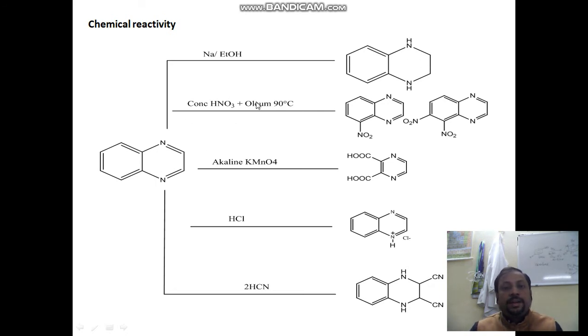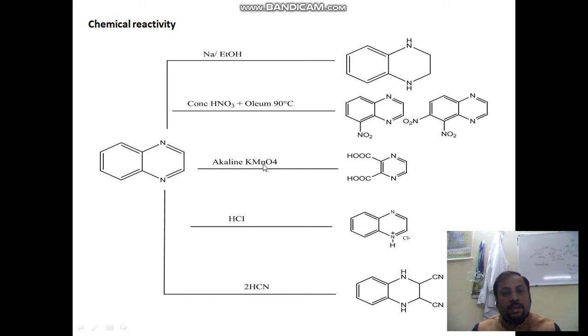When treated with nitric acid and oleum, we have a nitration, and here two types of molecules will form. We'll have a mixture of that. This benzene ring will be nitrated at this position, as well as at this position. That means we get dinitro molecules in both cases, a mixture. So selective nitration is not possible with nitric acid and oleum.